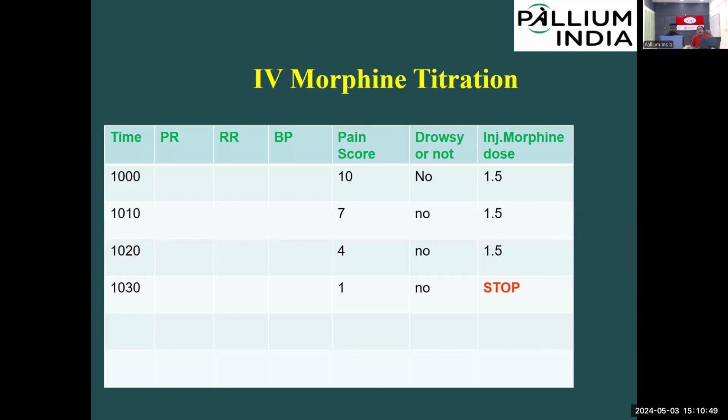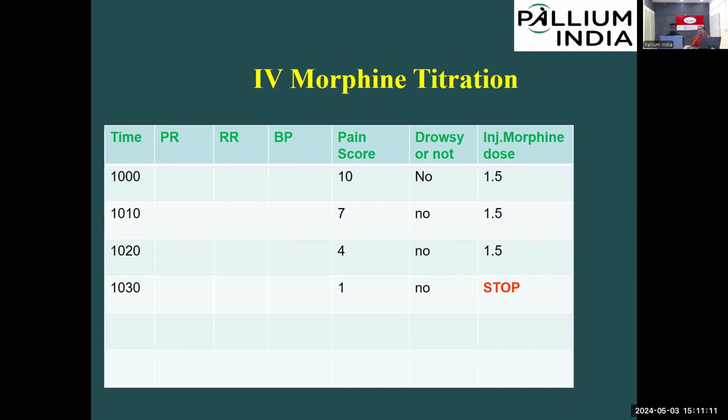Now, after 10 minutes, again check for the pain score. It has become 4, but the patient is still not drowsy. So another dose of morphine, 1.5 milligram, is given. After 10 minutes, the patient is again checked and the pain score has come down to 1. And there we stop the titration.